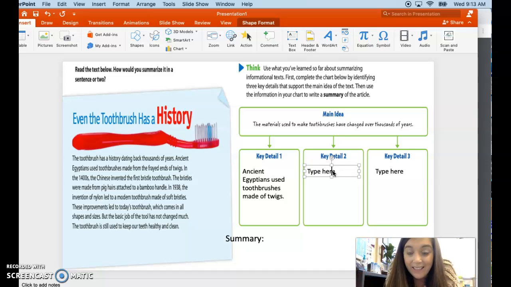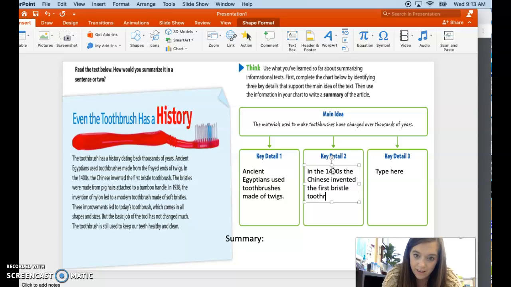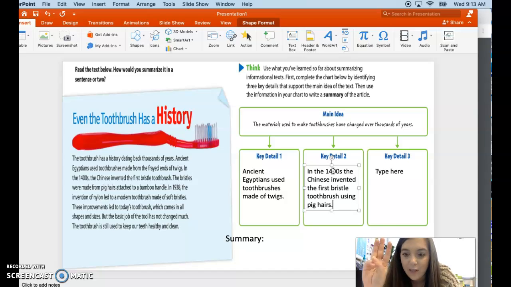Did you say that the Chinese invented a bristle toothbrush with pig hair? I agree. That's our second key detail. So I'm going to say in the 1400s, the Chinese invented the first bristle toothbrush using pig hairs. What about you? Would you brush your teeth with pig hair? What about twigs? All right, let's see if we can find a third key detail.